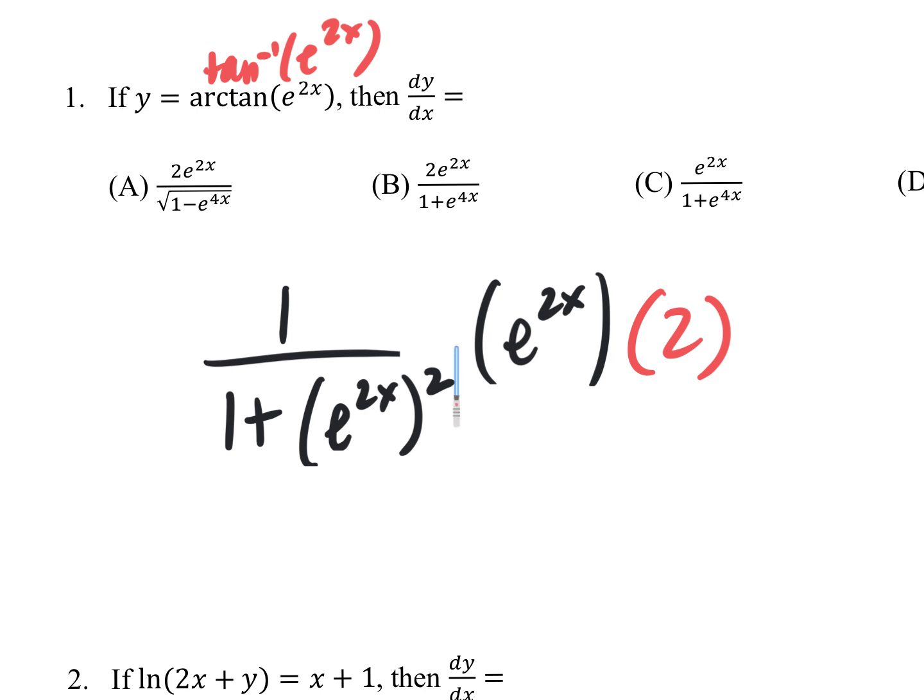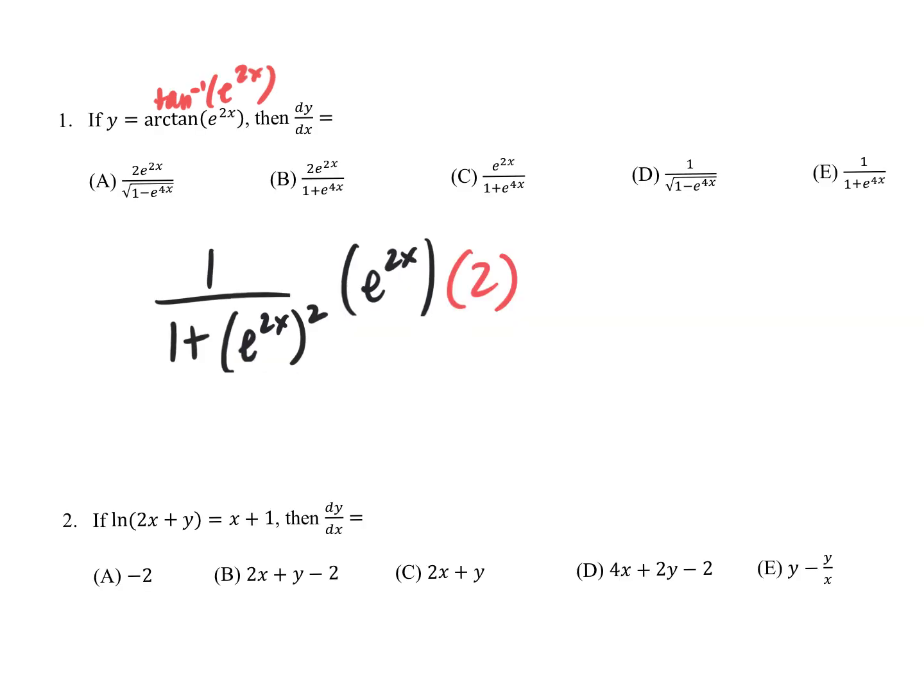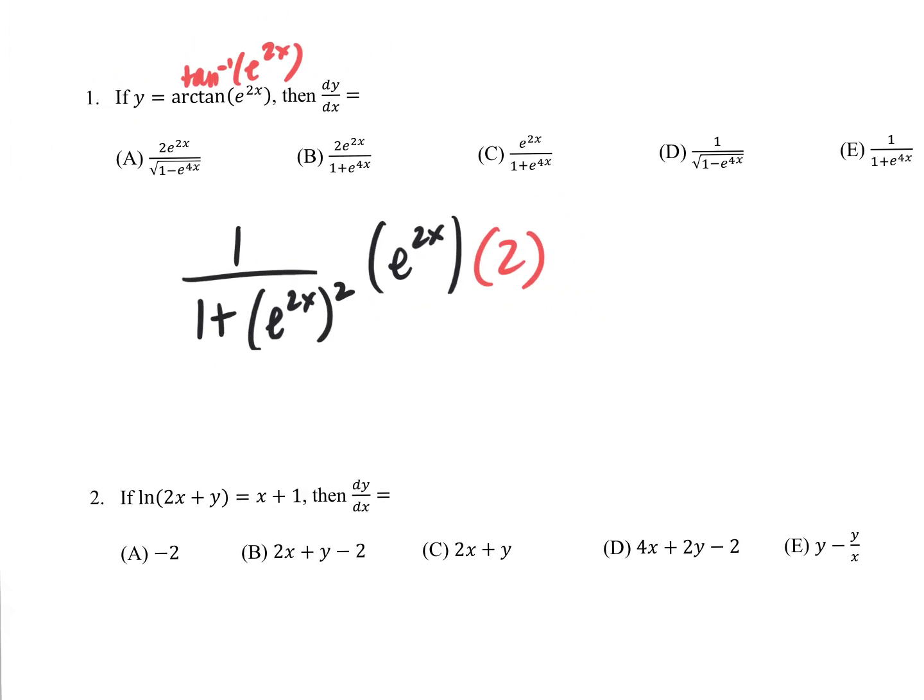Great question. Ready? The derivative of inverse tan is always just 1 over 1 plus that angle squared. That angle was e to the 2x. Then we squared it. Then we got to multiply by the derivative of that angle. That angle is e to the 2x. The derivative of e to the 2x is e to the 2x times the derivative of its exponent. Which one is this looking like? B.